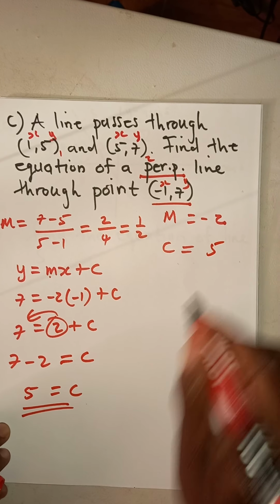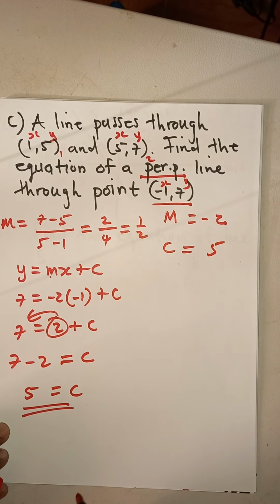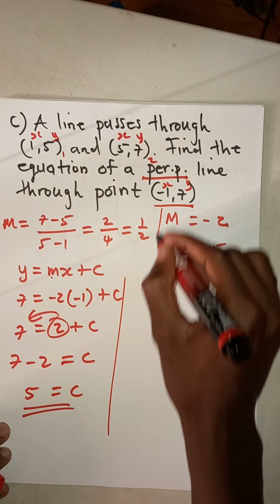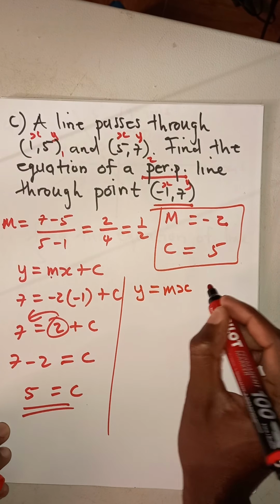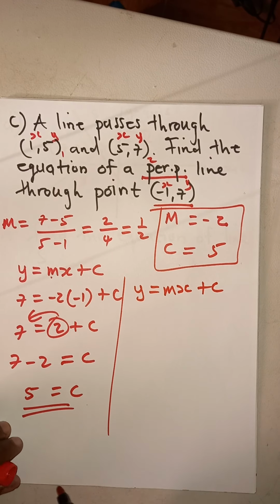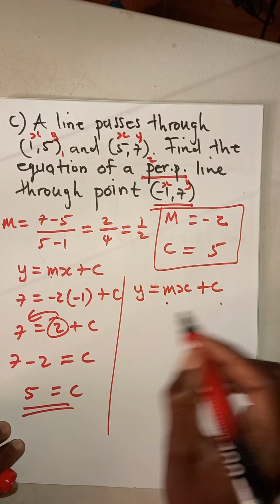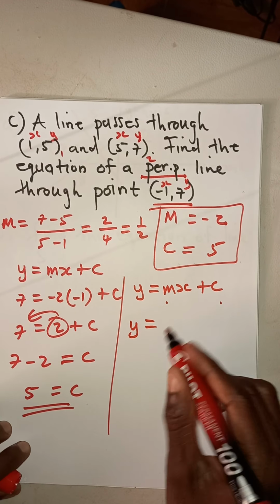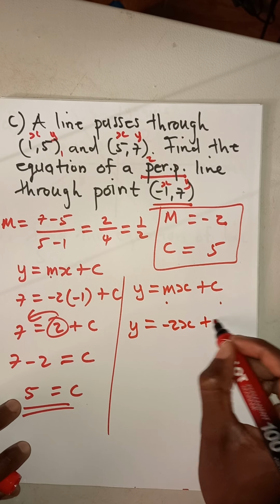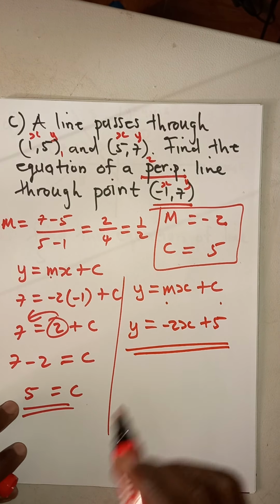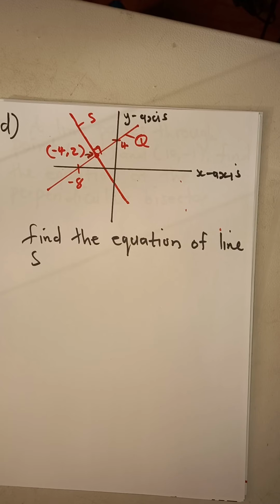So now we know 5 is the y-intercept. Once we get these two pieces of information, we can write the equation of the line. So y equals mx plus c, we only replace m and c. So y equals m, which is negative 2, x, and c is positive 5. So this is the line that will be perpendicular to the line through the two given points.